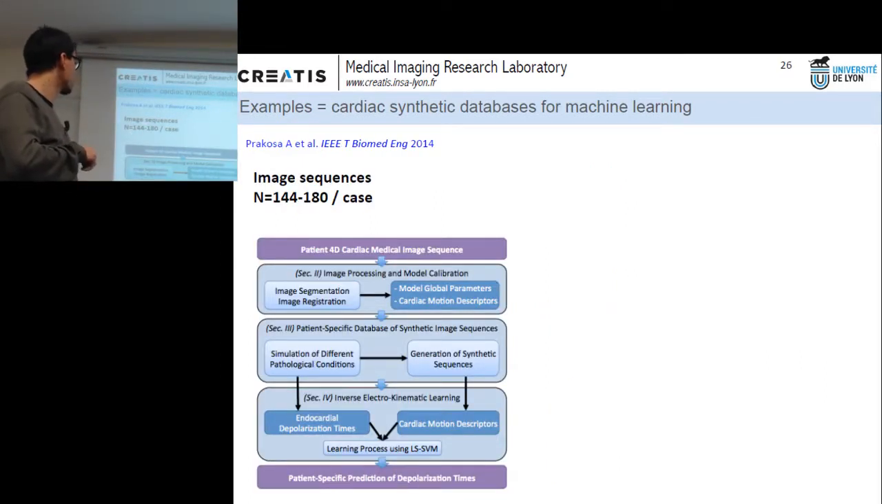Then, not just using mesh data, we have seen that we can generate image sequences. There was actually another framework to generate synthetic images that is a bit different from the one Olivier presented. That was from Aditya Prakosa, who worked at INRIA. The basic pipeline is more or less the same, but it's not really simulating the physics of image formation, it's warping existing data to your model. So it's a bit different.